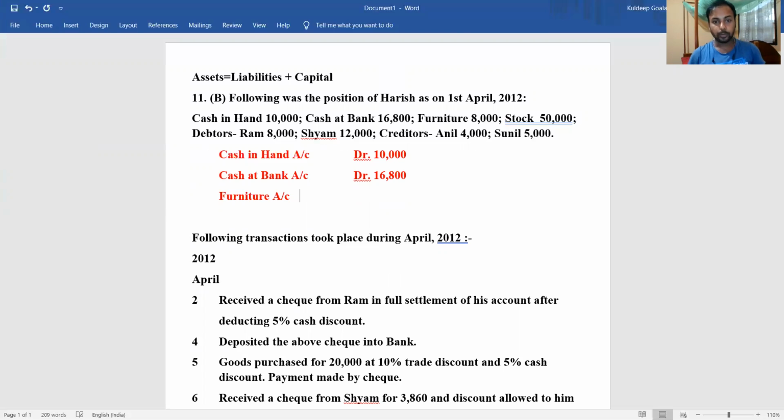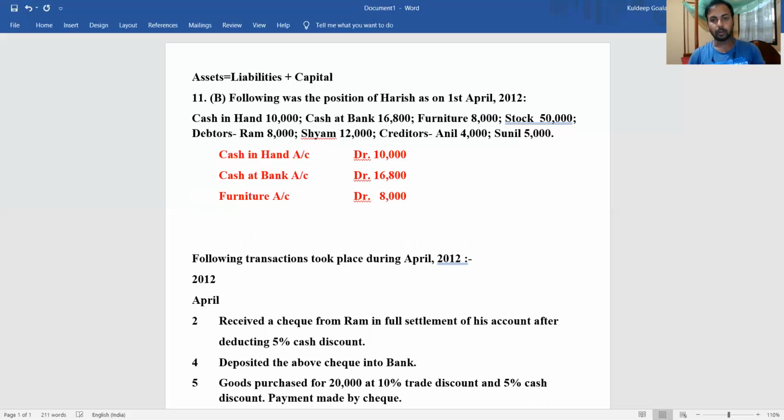Furniture account will be debited. How much? It is 8,000 rupees. The next item, that is stock, that will also be debit, right? Because that is also our stock, this is also our asset, right? So that will also be debit. Stock account debit, it is coming 50,000, so 50,000 rupees.